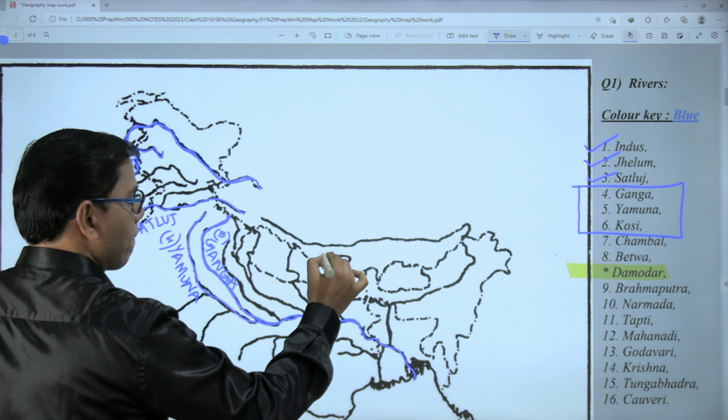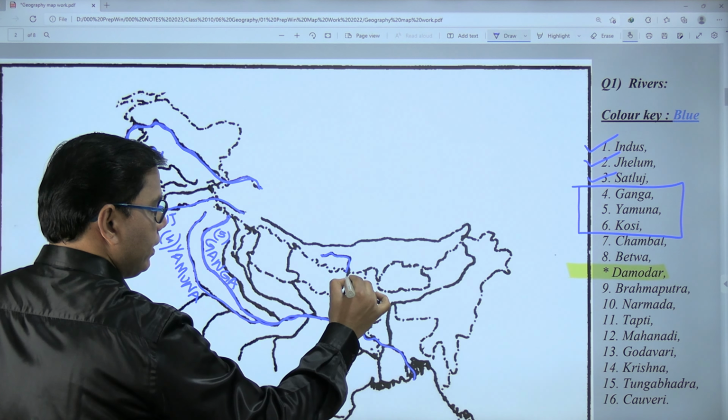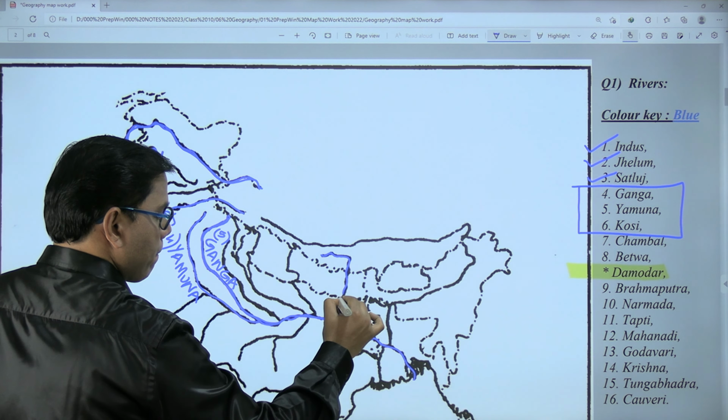Okay, this one. Right here. Okay, this is also a tributary of Ganga River. And Koshi River is my sixth river. Right? Now coming down. Okay, now this is very easy.